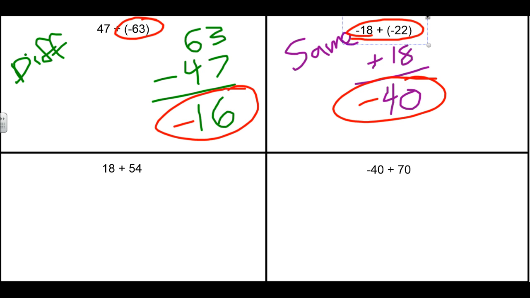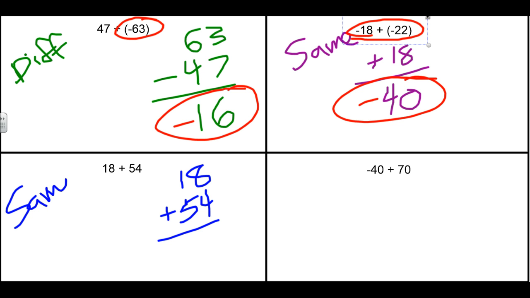For the third one, we have 18 plus 54. This is just our standard positive number addition that we're familiar with, but of course that works that way because they have the same sign. 18 plus 54, we have the overall answer of 72, positive, because both 18 and 54 are positive, so the sum must be positive.